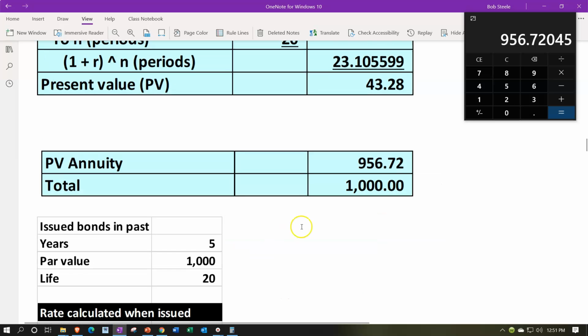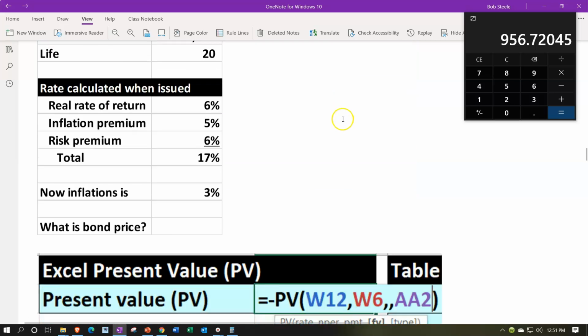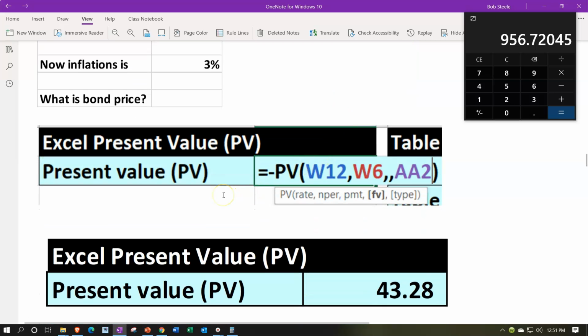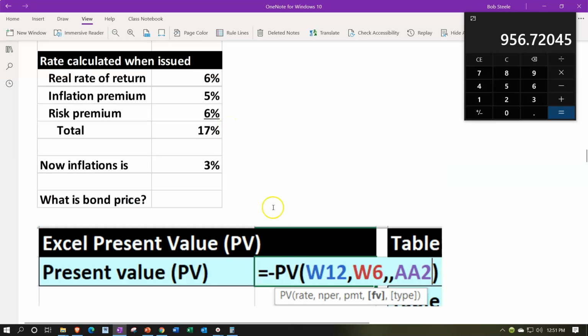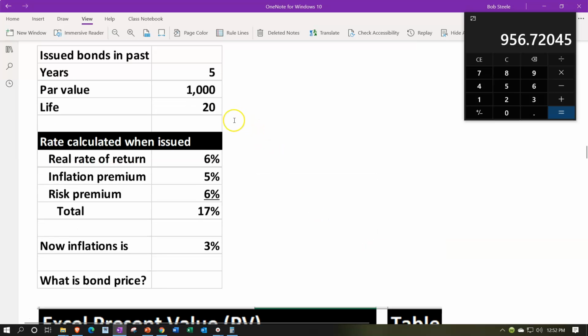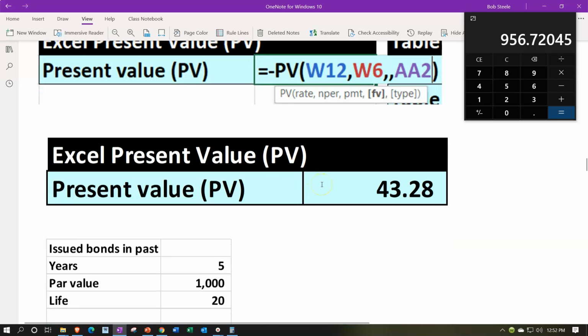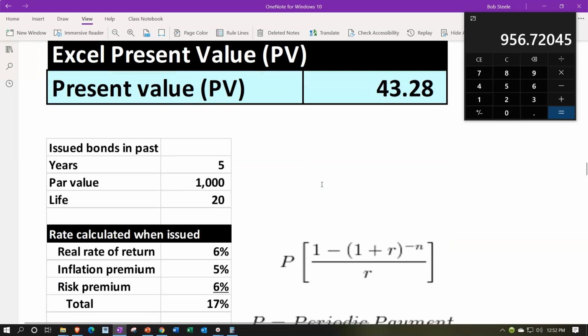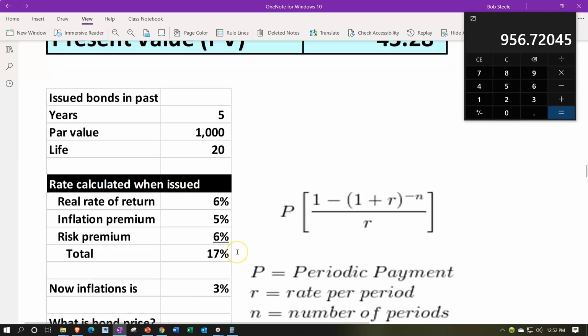So let's do this calculation again, this 43.28, the easy way, the Excel way. So we would have the present value equals the rate, which would be that 17%, comma, number of periods, which would be then 20, comma, because it's not an annuity, it's going to be a payment of one, not an annuity. Future value then the 1,000. That also gives us the 43.28 again. So there's the first one. If we have the same rate, then we're going to be getting to the same result of that 1,000. That would be what we'd sell it for.